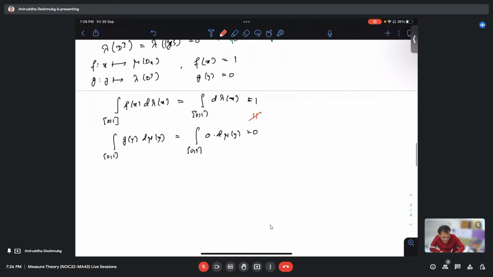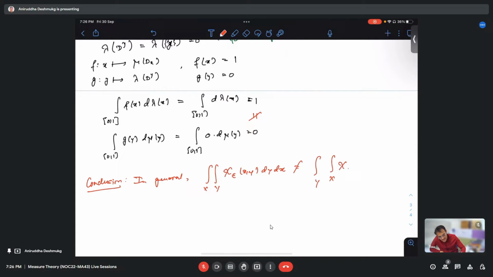So what we concluded is that in general, the integral over x of the integral over y of chi_E(x,y) dy dx is not equal to the integral over y of the integral over x of chi_E(x,y) dx dy. In the notation of the last lecture, if one has seen.